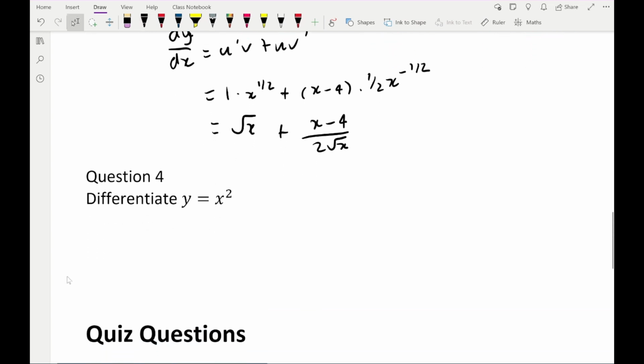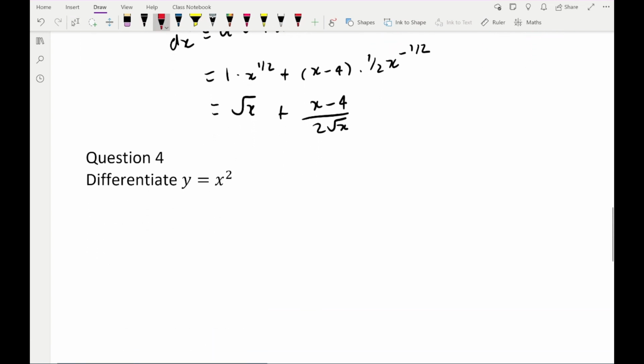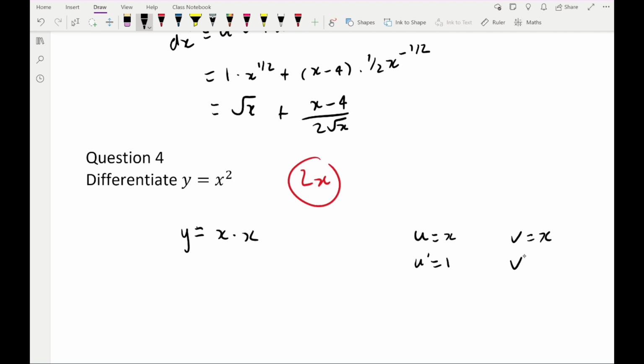Great. Now I want to show you this one. We do know what the derivative of this is. We know that it's 2x is the answer we're expecting. But I want to show you that this is possible using the product rule. So if I were to write it as y equals, well, x squared is a fancy way of writing x times x, then you would have u equals x and v equals x. U dash equals 1, v dash equals 1. So the derivative is going to be u dash v plus uv dash, which is 1 times x plus x times 1. Or in other words, that's x plus x, or 2x. Isn't that wonderful?